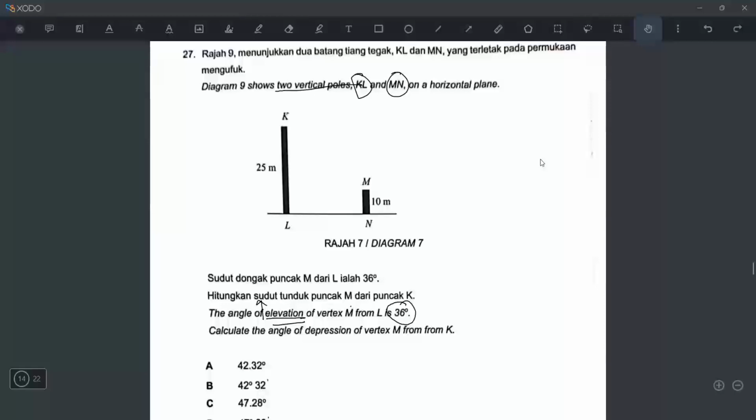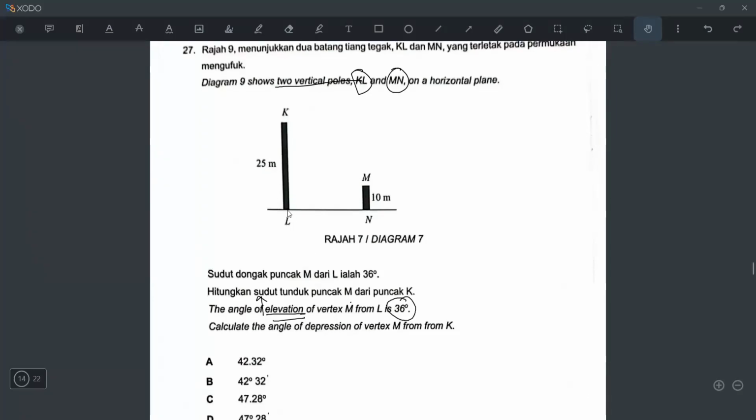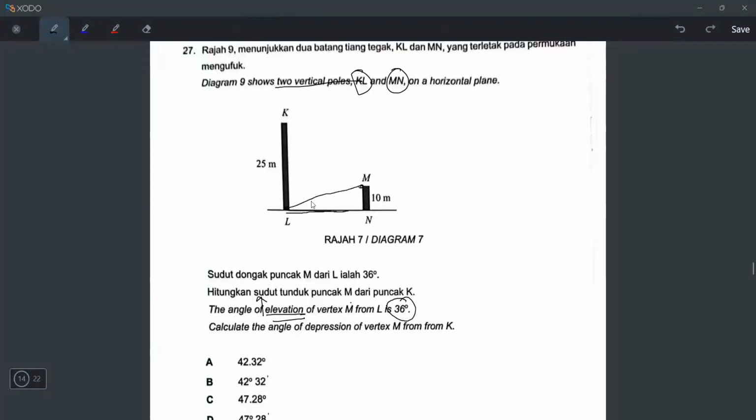Okay, let's go. Angle of elevation, looking up, M from L is 36. So imagine you are standing, so M from L. If you are standing here at L, first you have to draw a line which is eye level, parallel like this, and then you draw a line to M. So from your eye level to M, that angle is 36.